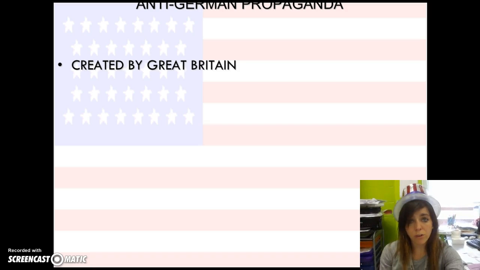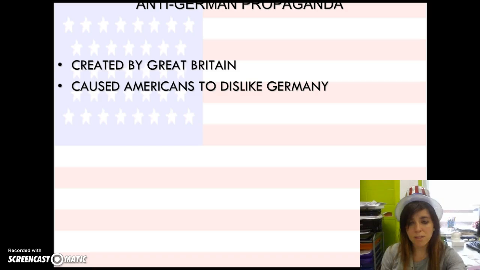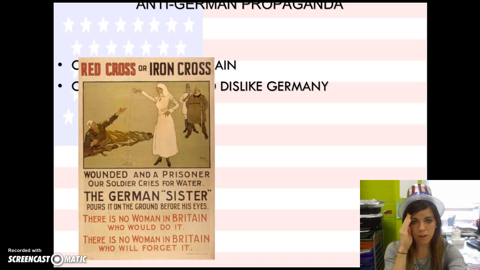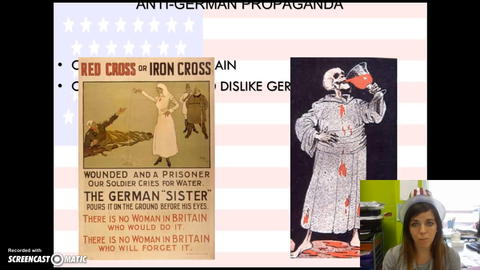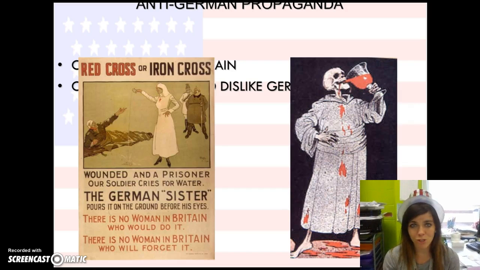Okay. Other reasons, anti-German propaganda. So this is going to cause Americans to dislike Germany. Here's 2 of my favorite propaganda pictures. It shows, like, basically that's supposed to be the Germans, like, drinking blood, which is not accurate. And then the Iron Cross is basically like our Red Cross, but they're showing the Iron Cross.